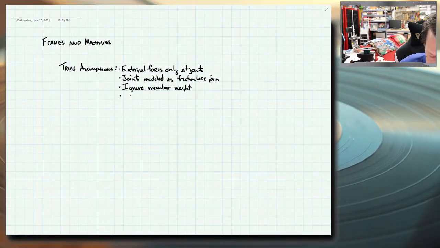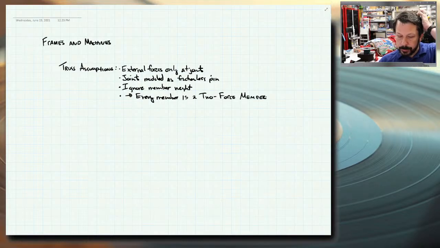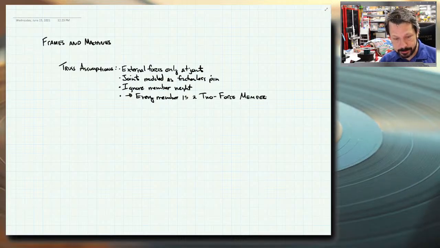These all led to every member being a two-force member. Now we did have the zero force members, so I guess they're not two force members, but same idea. So those things were true for trusses, which let us use method of joints and method of sections.